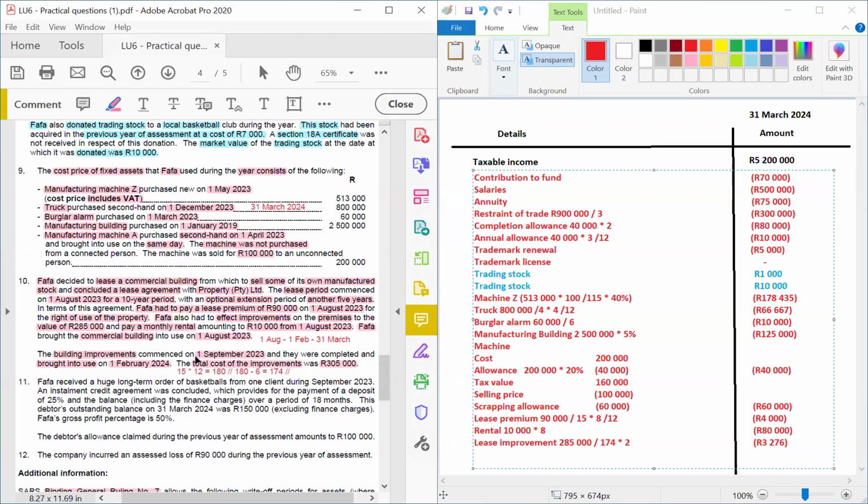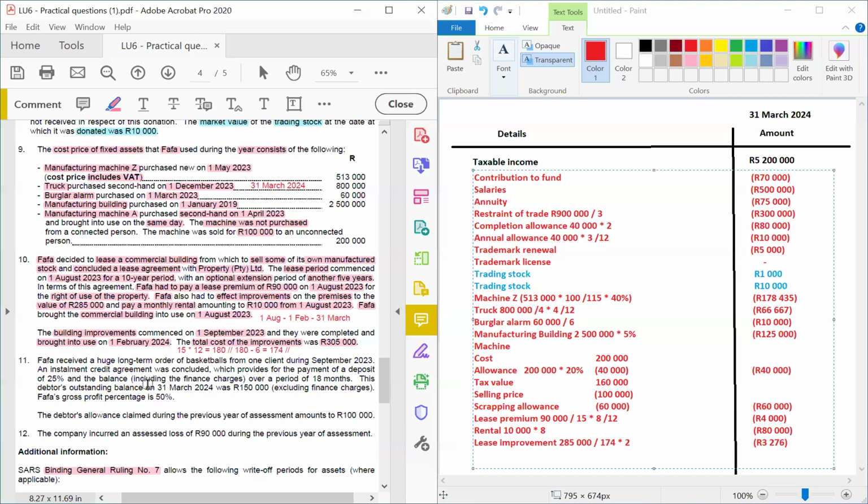Yes, this is not relevant here, maybe they just want to trick you with the dates, but we need to look at the date of completion. Okay. So now moving forth, obviously you can't get an allowance on this building. Why? Because you don't own it, you only lease it, right? So we can't apply the 5% allowance here, right? So now moving forth to number 11.